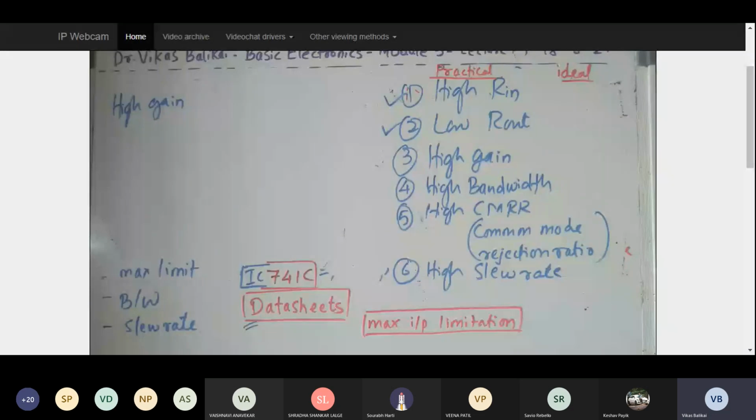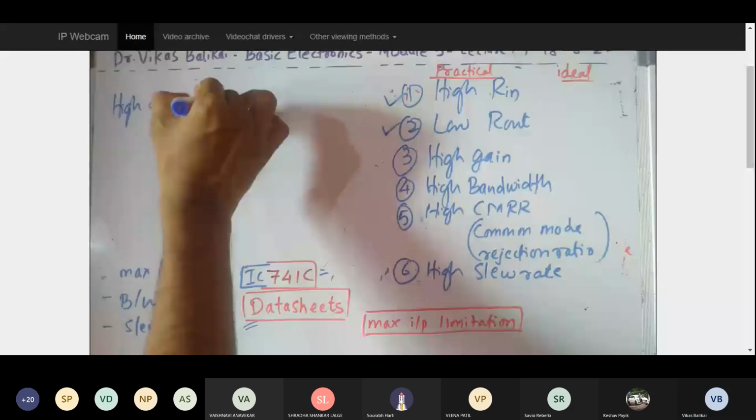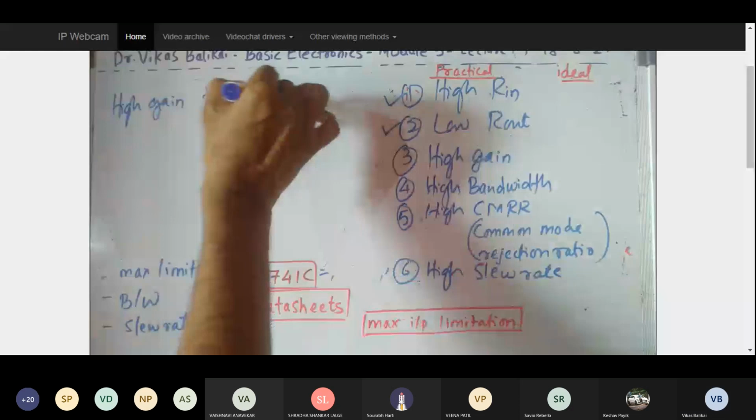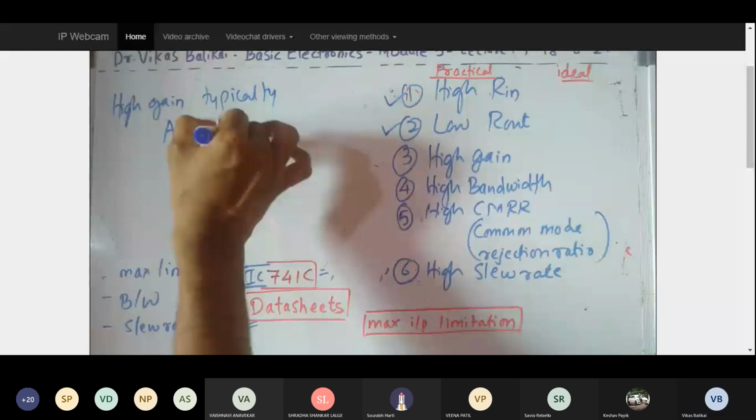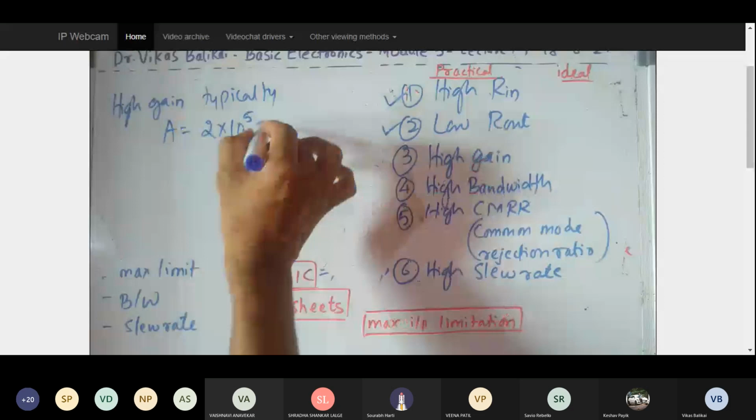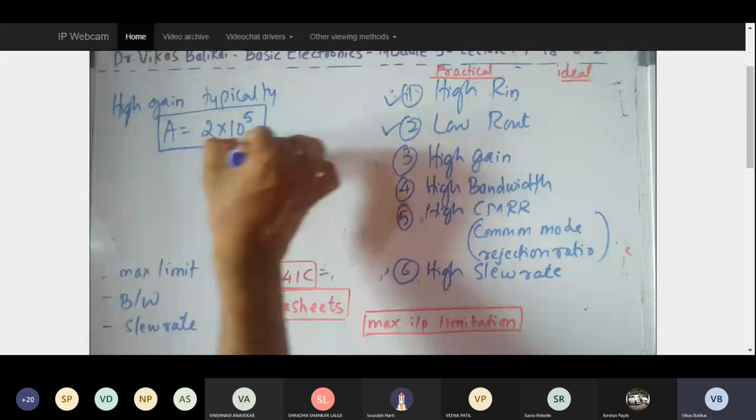But I can have a very high gain value for an op amp, and I can consider a small input and amplify it with a larger value. So typically, as per the data sheet, the gain of my op amp is 2 into 10 raised to 5. So this is my gain, or I can write it this way.